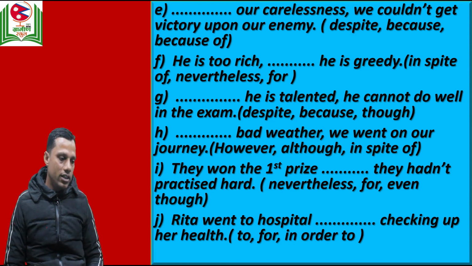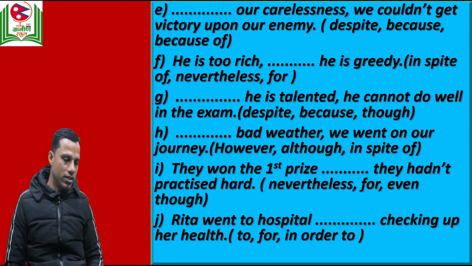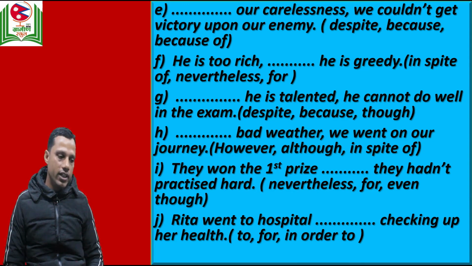Now number I, we won the first prize. They won the first prize. They hadn't practiced hard. We have the options: nevertheless, for, even though. Now can you guess the right option? Yes, you are right. They won the first prize even though they hadn't practiced hard. Yes, even though.